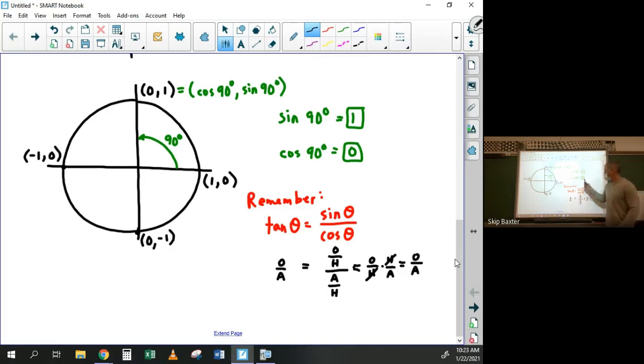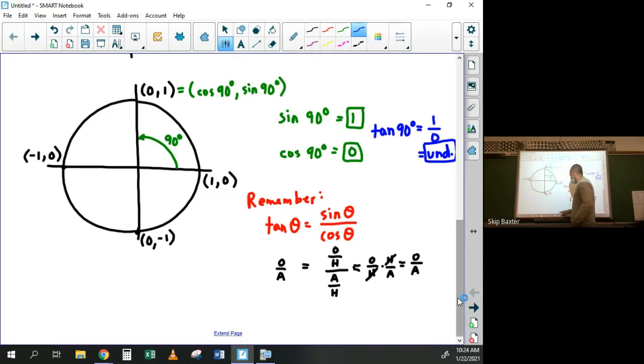So if I wanted to find, in this case, the tangent of 90 degrees, it's going to be sine over cosine, 1 over 0, which we know is undefined. Whenever you divide by 0, it's undefined. So that would be the answer here, undefined. Okay, that's all there is to it.